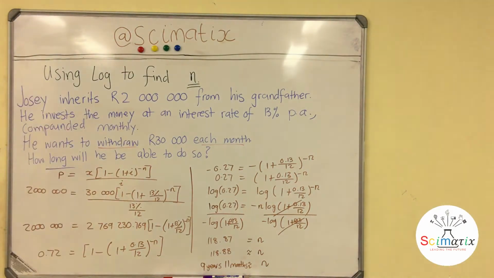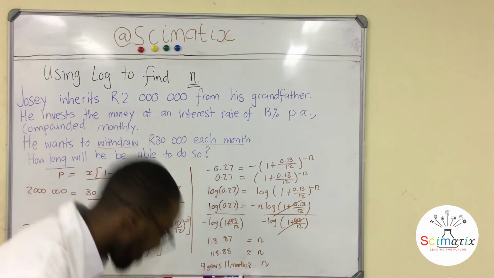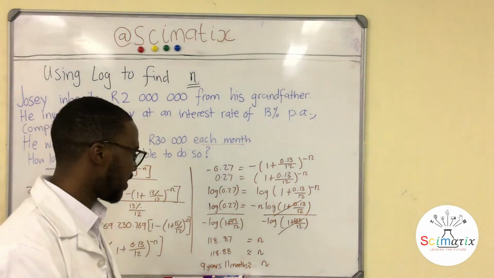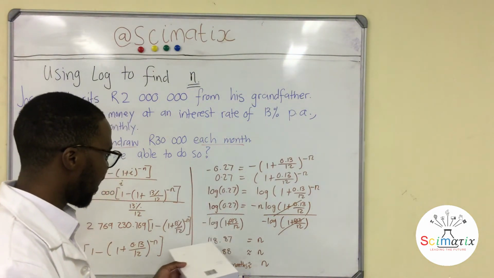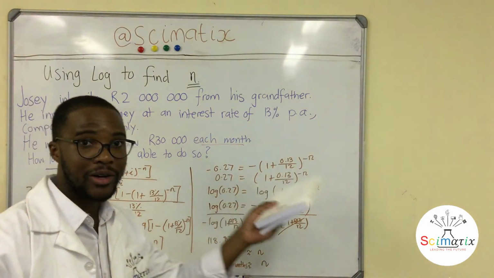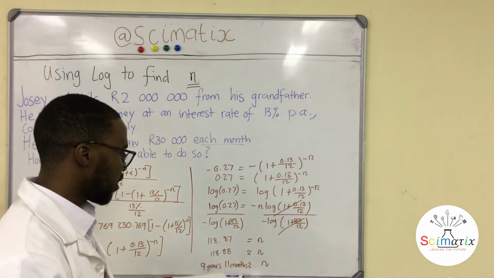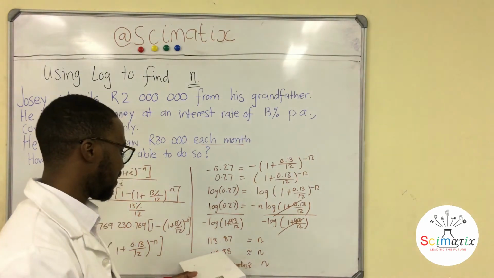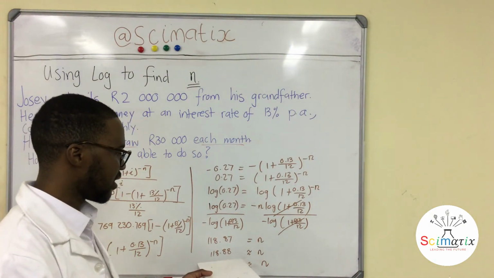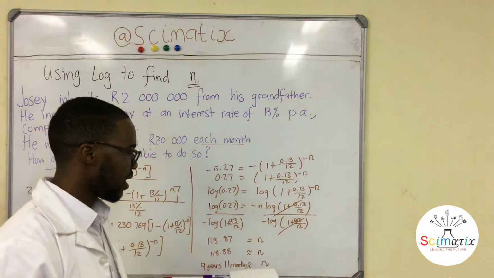Now that we're here, you use your maths and then your calculator. You use your calculator and you find that n in this case is 118.87, which you're going to round up. Then, depending on how thorough you want to be, you can convert that to years as well. In this case, it's going to be 9 years and 11 months, approximately. It's not an exact amount, it's an approximate amount.